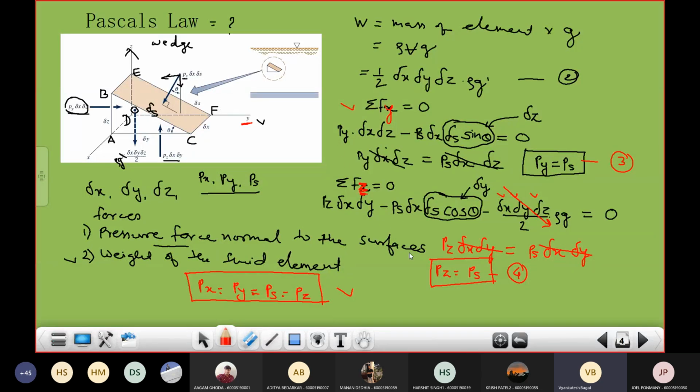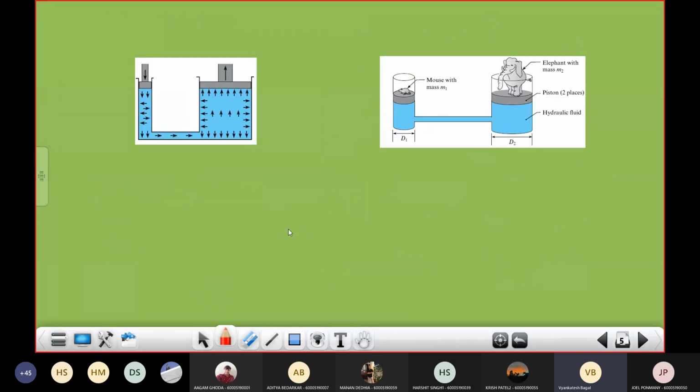Now, moving further, what is the use of this Pascal's law? Any idea? Now look at these two pictures. On the left hand side, what you see is a piston cylinder arrangement, right? On the left hand side, the cylinder is very small compared to the cylinder on the right hand side. So using Pascal's law, we can transmit the pressure applied at one point, or the force applied at one point, to another point, right? Or the reverse is also possible.